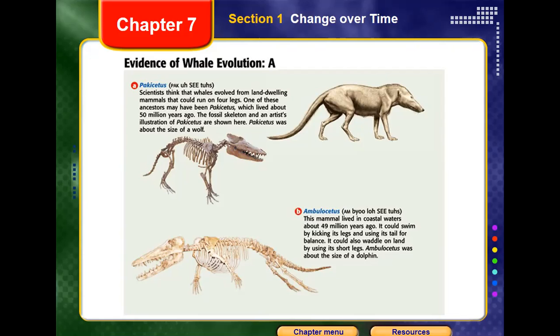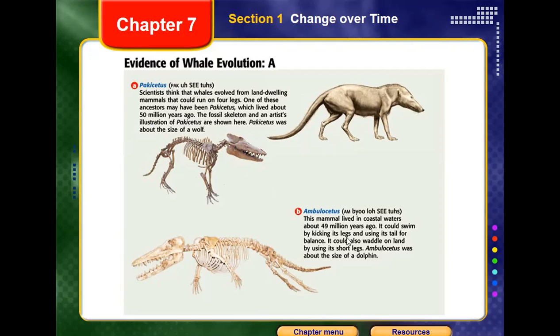Here, Pakicetus, which scientists think is a whale that evolved from a land mammal, was found about 50 million years ago. And as we can see, the fossil skeleton appears like this. It has four legs and a tail, like any mammal that lives on land.